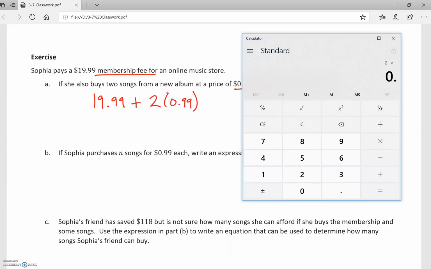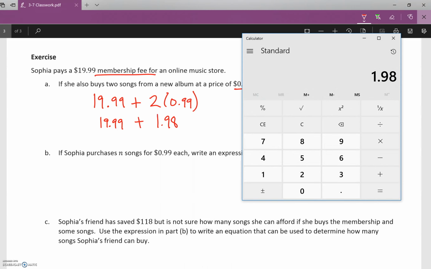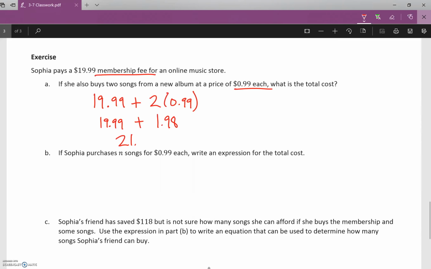2 times 99 cents is $1.98. And then we bring down our $19.99, and we just have to add those together. $19.99 plus $1.98, and it's going to be $21.97.